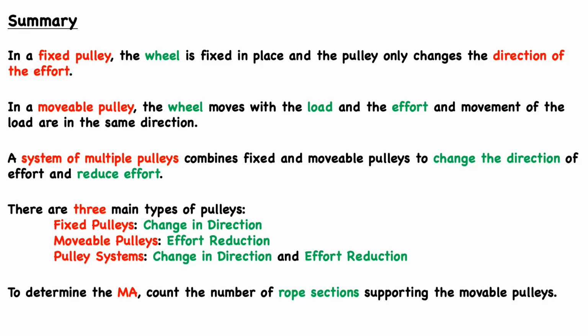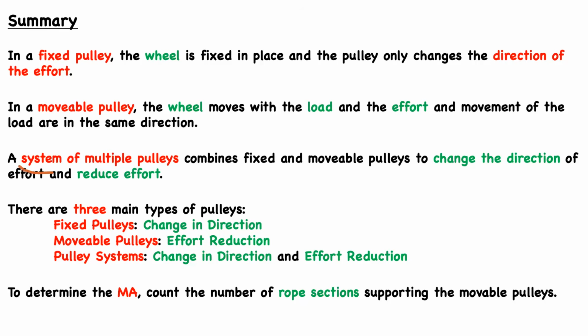Let's summarize the important information we've learned about pulleys. There are 3 main types of pulleys, and pulleys are a simple machine that are used to lift heavy loads. The first type of pulley is called a fixed pulley. And in a fixed pulley, the wheel is fixed in place and the pulley only changes the direction of effort. It does not reduce the effort. And then we have the second type, a movable pulley. And in a movable pulley, the wheel moves with the load and the effort and movement of the load are in the same direction. So you increase the total distance and you thereby reduce the effort.